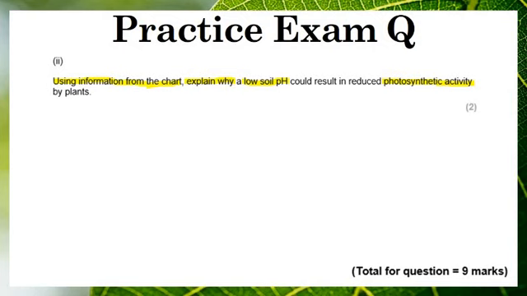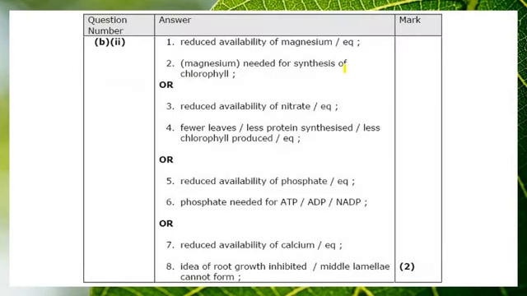Okay, so let's have a look through. You could say one of 4 different things with this justification. You could say, because we know that chlorophyll is the pigment in photosynthesis that's needed, and we learned earlier that magnesium is going to be a key molecule in chlorophyll for photosynthesis. If it has reduced availability, you can't synthesize it. You could also mention that nitrate we know is required for overall plant growth and many different things. So if you don't have nitrate, there's less leaves. Less leaves means you've got less chlorophyll produced and less protein synthesized. All of these things will affect photosynthesis.